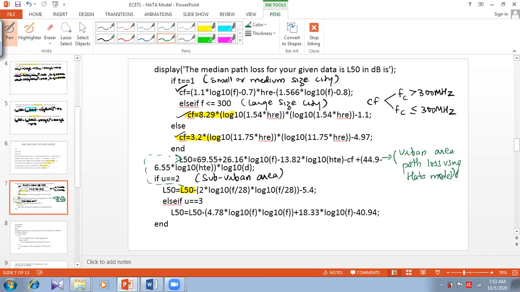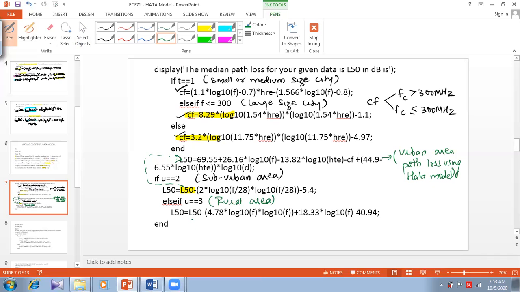That value is to be used here, minus 2 into log to the base 10 f by 28 into, because it is square, so log to the base 10 f by 28 minus 5.4. Now if this condition, if u is not equal to 2, then certainly it has to be equal to 3. Then what is it? It would be a rural area. The area under consideration is a rural area.